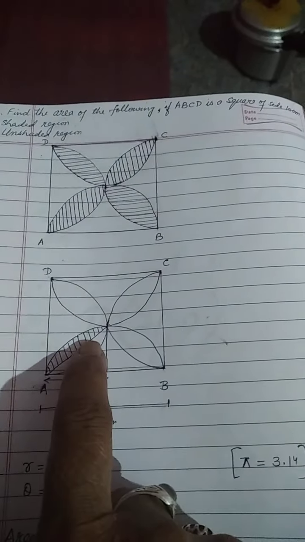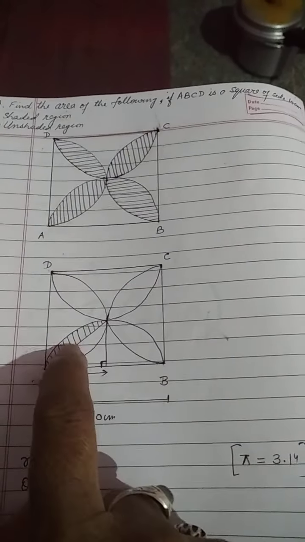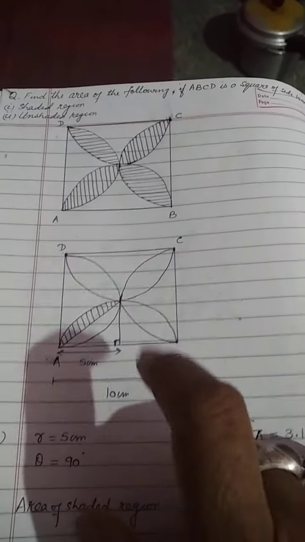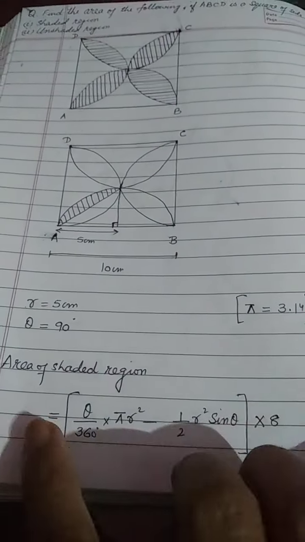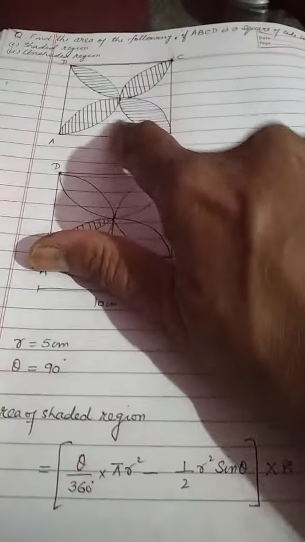You can see here, in one petal we have two parts, so 2 into 4, 2 plus 2 plus 2 plus 2, so total 8 parts are there. If you want to find the area of the total shaded region, you first find the area of one segment and multiply it by 8, then you will get the total area of the shaded region. So the same I have done here.